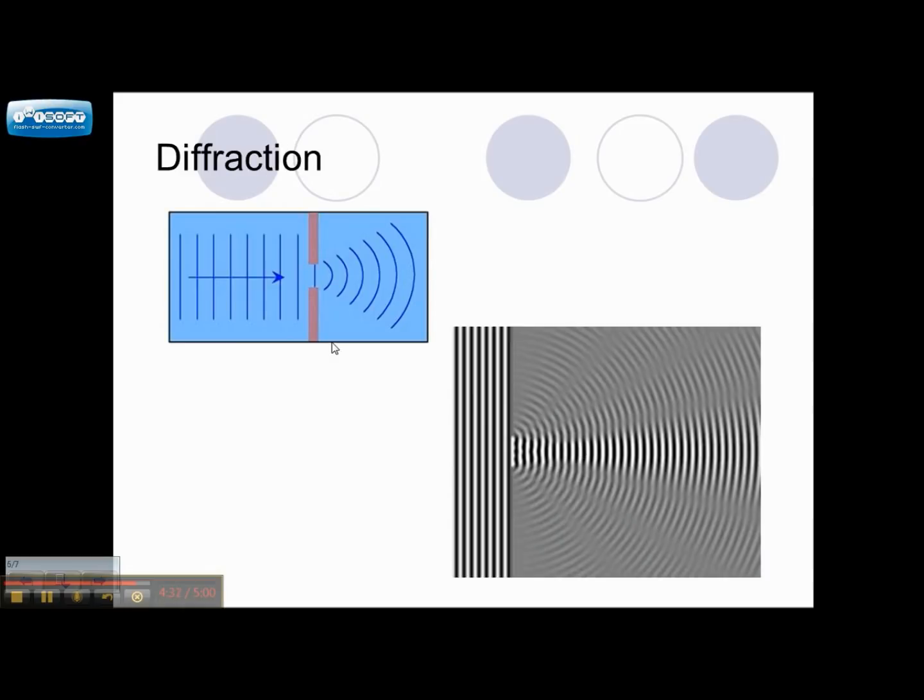The last one is diffraction. This is what causes the blurring of your shadows. So if you have, say, waves, water waves will do this too. When the waves go through a barrier, they start to bend outward. So just like here, they come in and then they start to bend outward. And this will cause this kind of arced pattern, which is what causes that blurring.